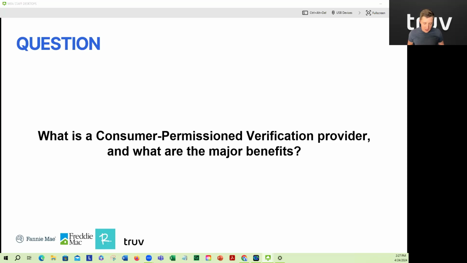And the second piece is, because we don't have to go employer by employer or payroll provider by payroll provider and pay a toll fee like some other databases do, we can save you a lot of money. So our cost is really just implementation costs and working with you, so you can save up to 80% on your verification expenses today. And these are the two major benefits.